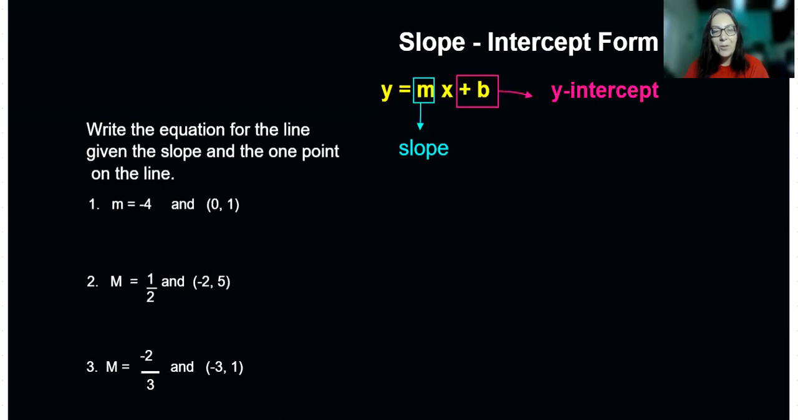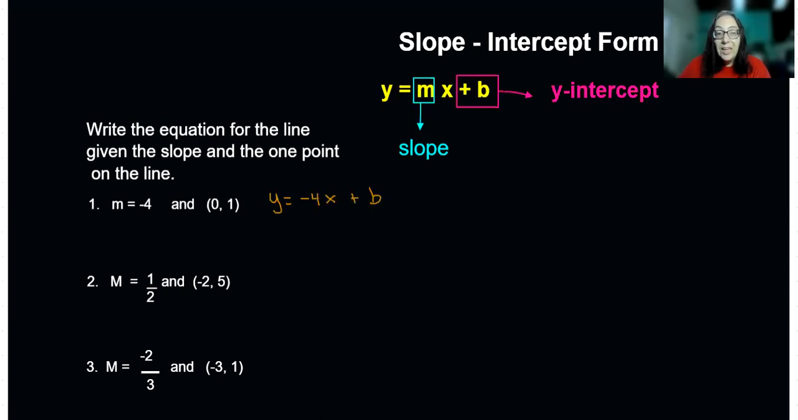And today we're going to write equations for lines again. This time you're given the slope and you're given a point. Remember, to write the equation of a line using slope-intercept form, we need m and we need b. Well, we've got a good start because we're given m. So I'm going to start by putting m in the equation. y = mx + b.